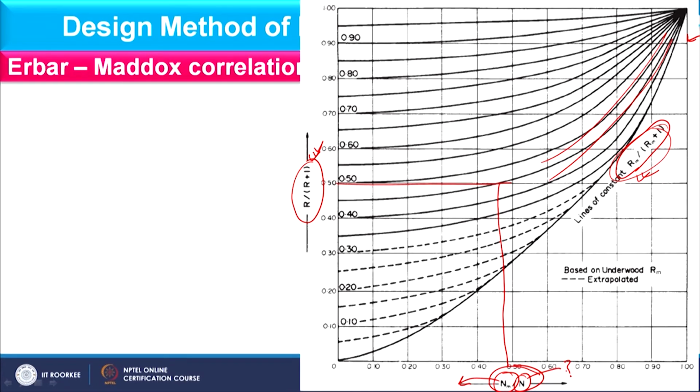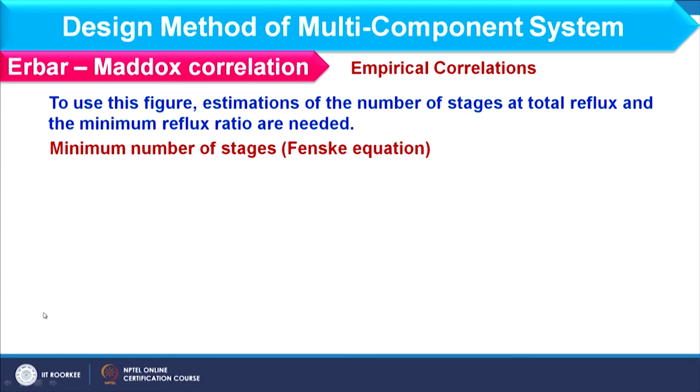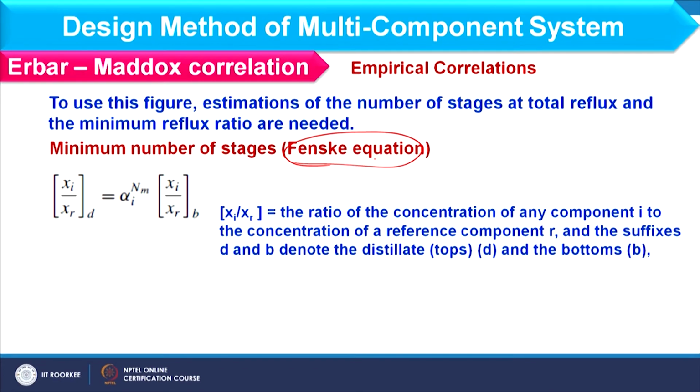Now, we will see the value of different terms. First of all, we will find the value of Nm, that is the minimum number of trays, and that we can obtain at total reflux condition. So, for the minimum number of stages calculation we can consider Fenski's equation, as you can see over here. This is the Fenski's equation, where xi by xr is the ratio of the concentration of any component i to the concentration of a reference component r, and the suffixes D and B denote distillate as well as bottom.